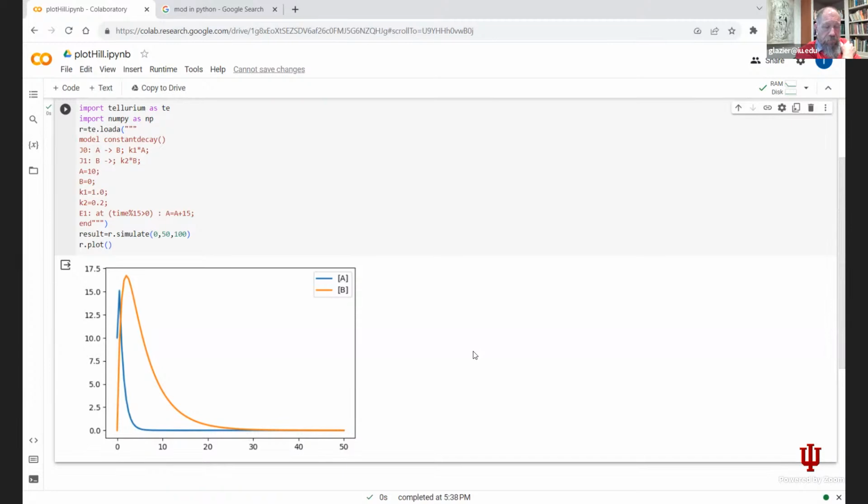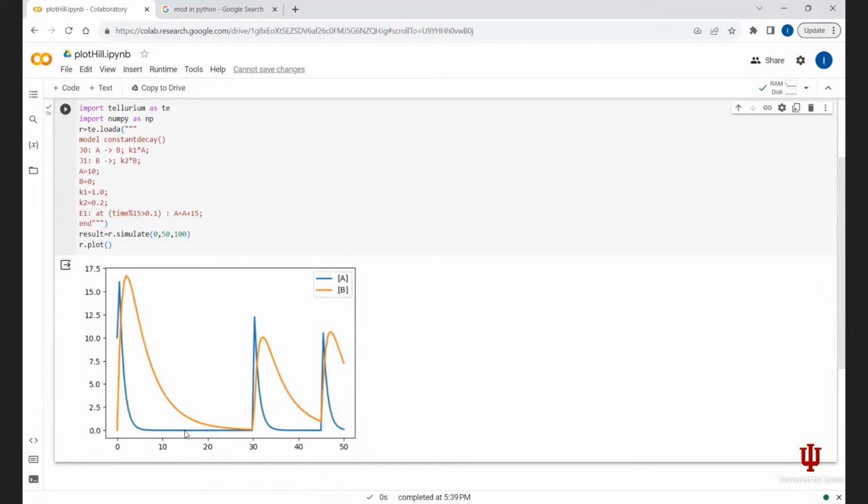Oh, I know what it is. Your time is not updating continuously. Your time is a float. It's not an integer. Oh, true. Yeah. And so time percent 15 is never going to be exactly 0, because you're stepping continuously through time. Do less than 1. The 0.1 will work. Now you notice it's skipping one.